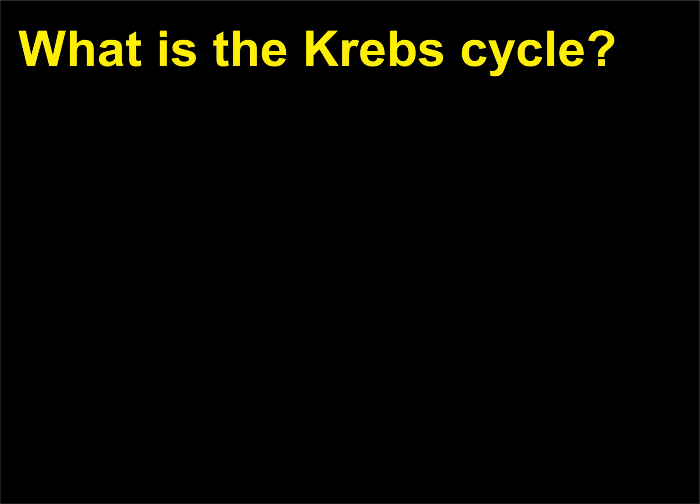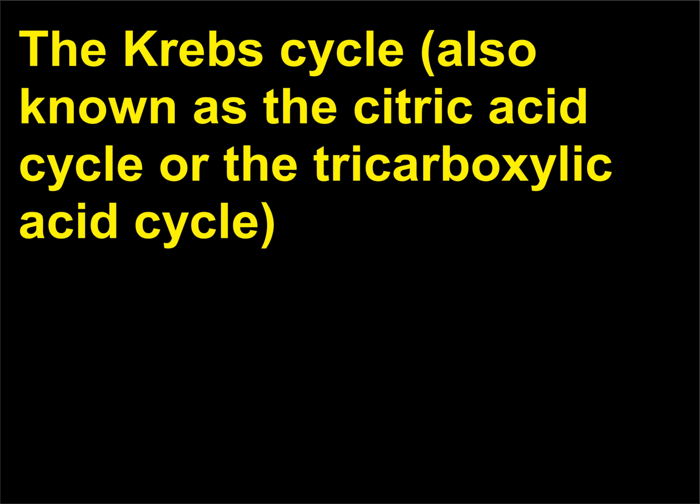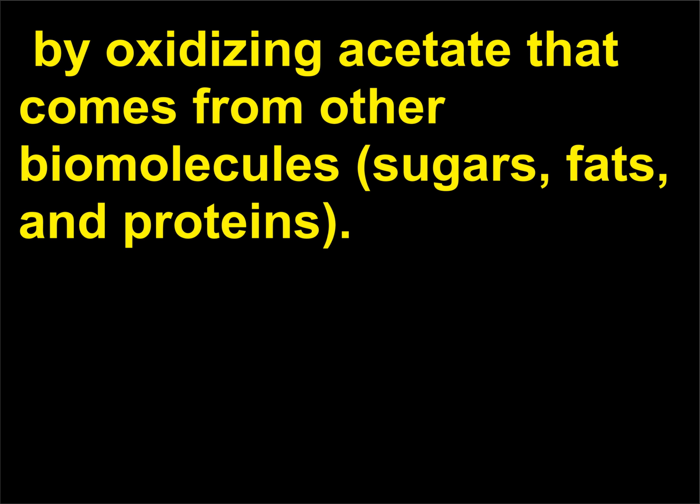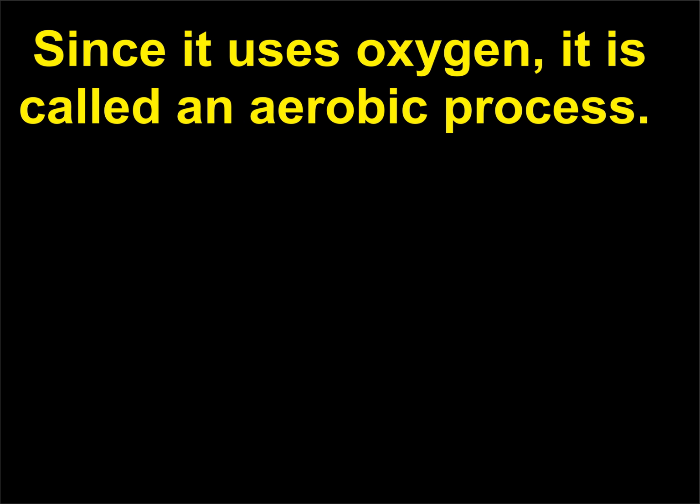What is the Krebs cycle? The Krebs cycle, also known as the citric acid cycle or the tricarboxylic acid cycle, is a biochemical process through which organisms can generate energy, in the form of ATP, or adenosine triphosphate, by oxidizing acetate that comes from other biomolecules, sugars, fats, and proteins. Since it uses oxygen, it is called an aerobic process.